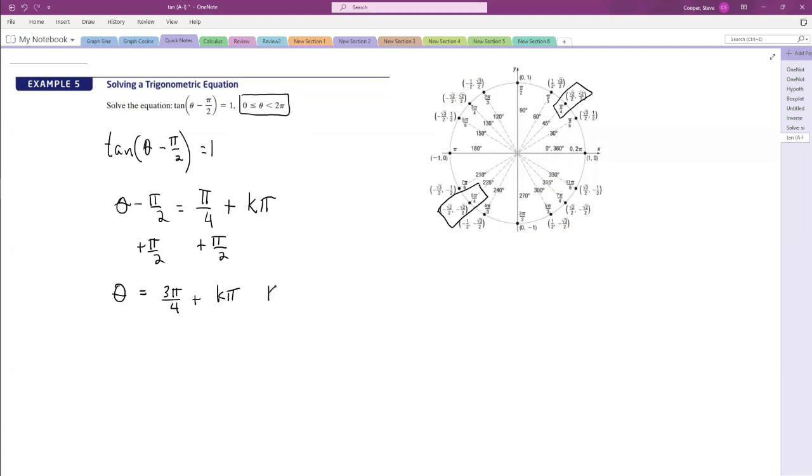So if we let k equal 0, we're just going to get a theta of 3 pi over 4. So there's one solution. If we let k equal 1, we get theta equals 3 pi over 4 plus 4 pi over 4. Okay, so 1 times pi, we can think of it as 4 over 4, and we get 7 pi over 4. Okay, so that's also within 0 and 2 pi, so we can add that to our list of answers.